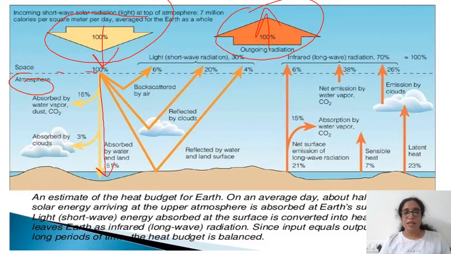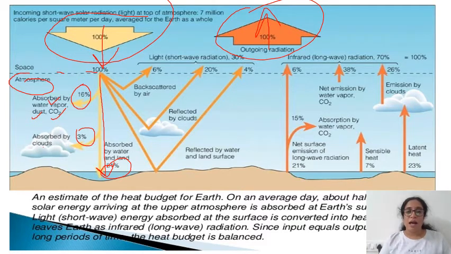When it is entering into the atmosphere, 16% of this solar energy is absorbed by water vapor, carbon dioxide and dust particles, whereas 3% is absorbed by the clouds. And 51% of the 100% incoming solar radiation is absorbed by the land and the ocean surface, that is, the water and the land surface.